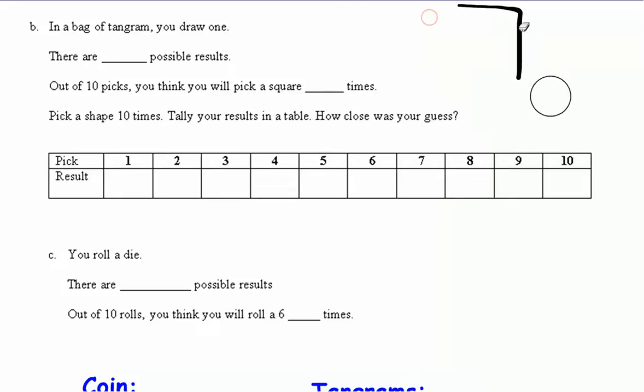So that's pretty cool. But we're not going to do that right now, but I will give you time to do that at another time. But here's my question to you. Take them out of your bag very carefully. Try not to rip the bag. And I want you to take a look at what kind of shapes are in them. And then I want you to answer this question. There are blank possible results. So how many different things can you pick out of this bag?